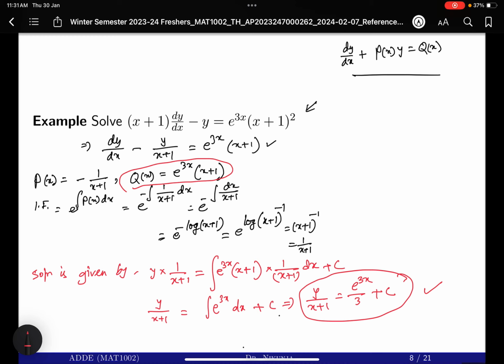So the process is quite simple. If it is not given in the standard form, convert it into this form, then decide what your P and Q are, then find the integrating factor and apply this formula.